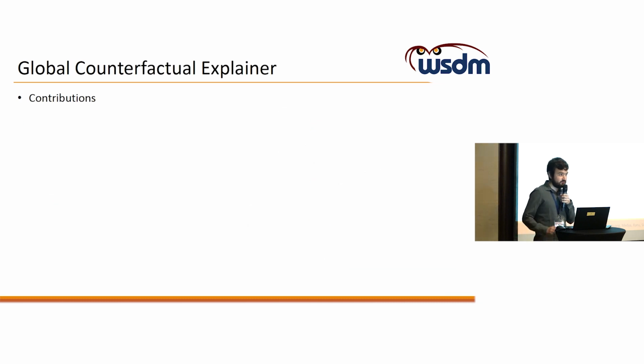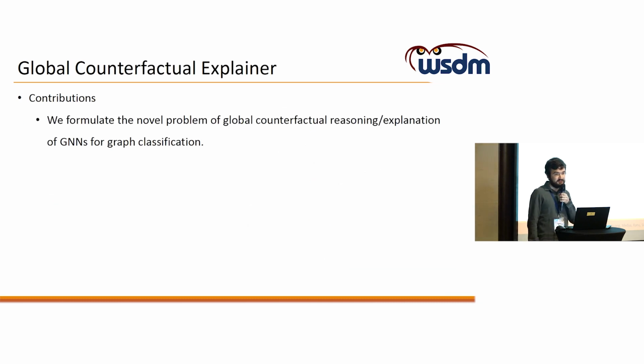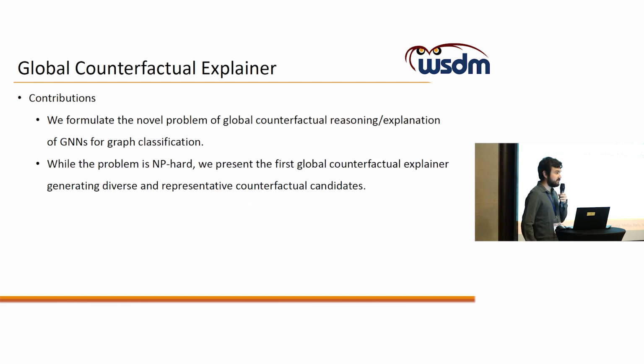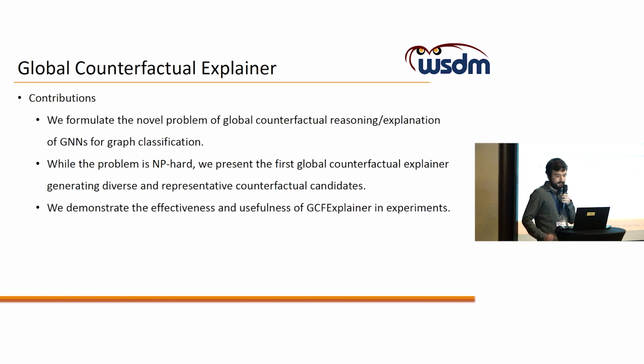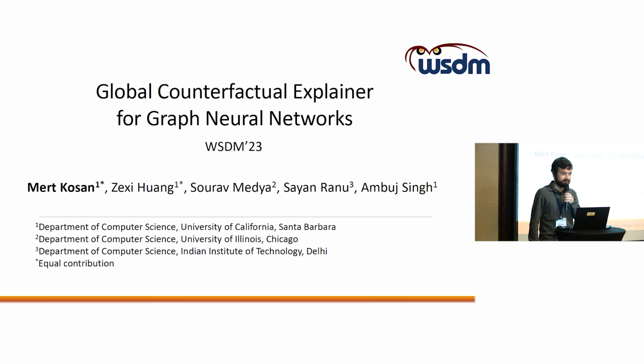As a summary of our contributions, we formulate a new problem of global counterfactual reasoning of GNNs in graph classification. We show that the problem is NP-hard, and we present the first global counterfactual explainer in the graph domain. We also show the effectiveness and usefulness of our method via experiments. We hope our work can help researchers in the exploration of explaining graph models and deep learning. Thanks.